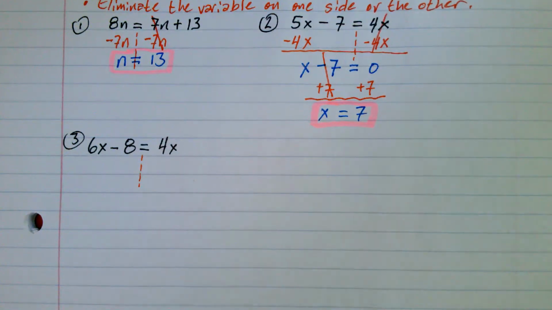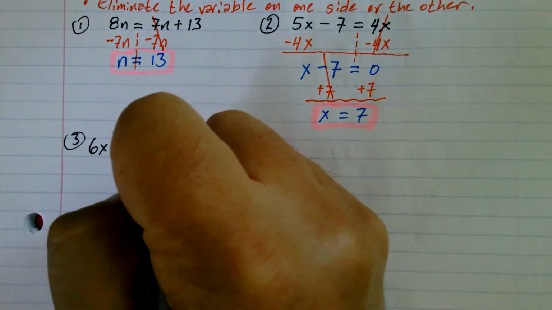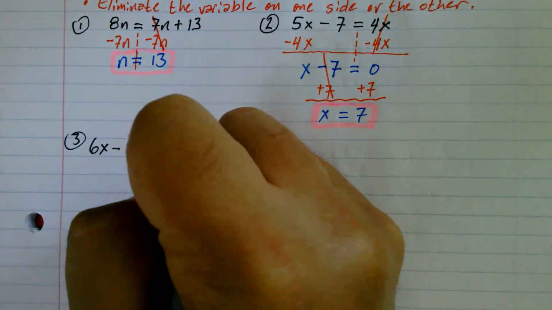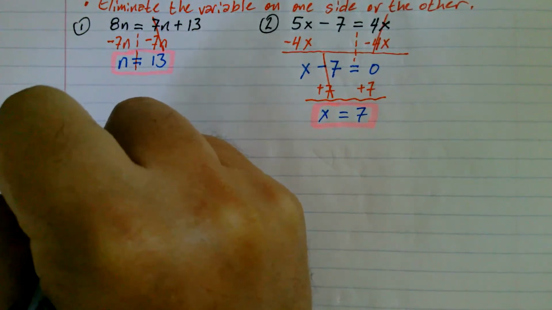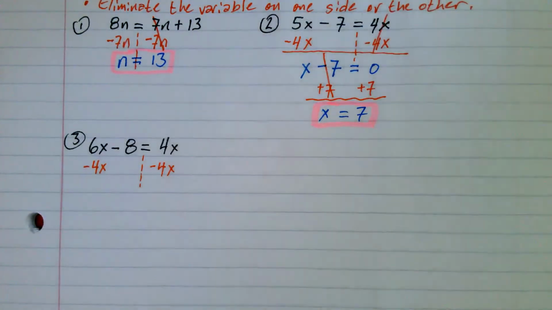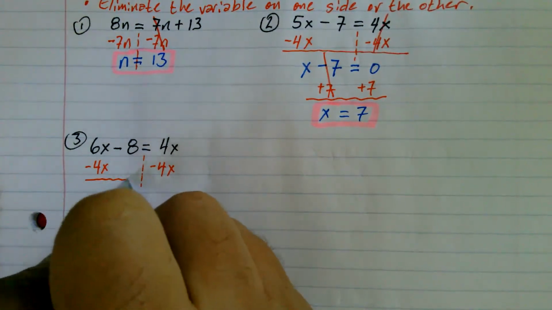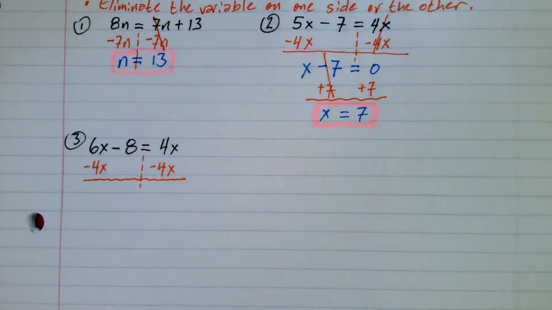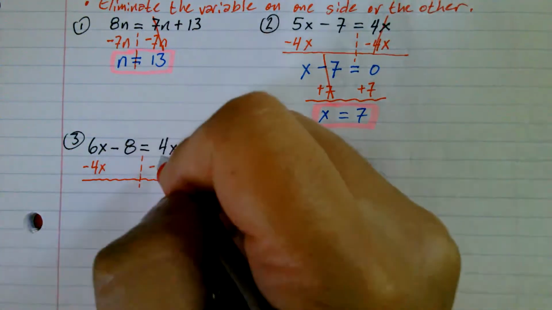Which one do we remove? Let's do 4x again. So do the opposite. The opposite of positive 4x is negative 4x. Line it up with your other variable. So whatever you do on one side, you do on the other. That's one of those transformations. And let's see what we get. Well, first of all, this is going to cancel.